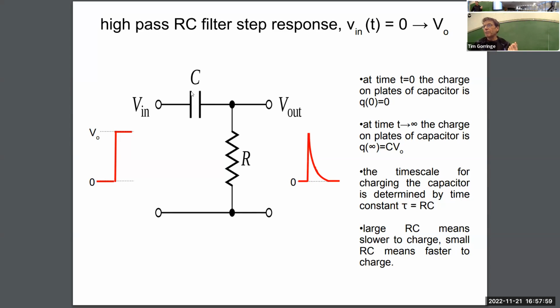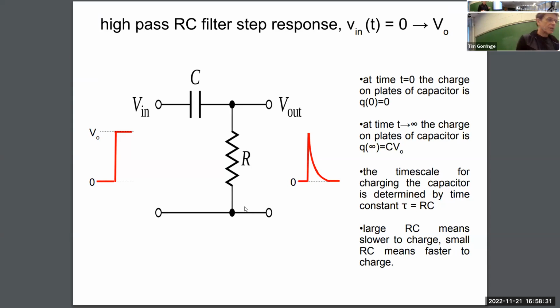But as the capacitor starts to charge up and the current is flowing through the resistor, then as the capacitor gets more and more charged up and less current flows through the resistor, we'll see a reduced voltage across the resistor at the output. And ultimately, when the capacitor is fully charged up, then we'll see no voltage at the output of this circuit. So this is a high pass filter.